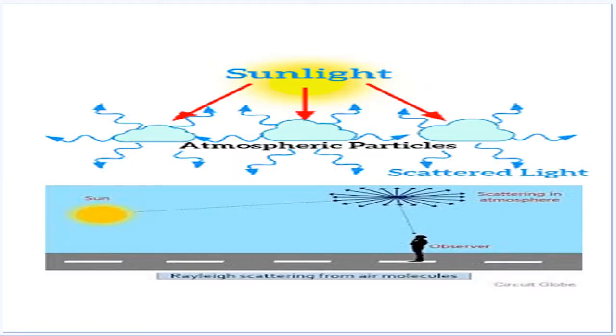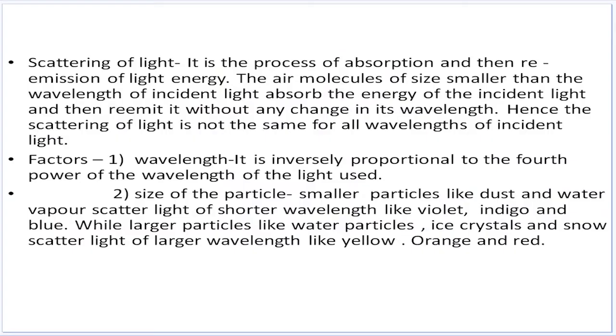And next, coming to what is meant by scattering of light. The next phenomenon of light is scattering of light. Scattering is the process of absorption and then re-emission of light energy. The air molecules of size smaller than the wavelength of incident light absorb the energy of the incident light and then re-emit it without any change in its wavelength.